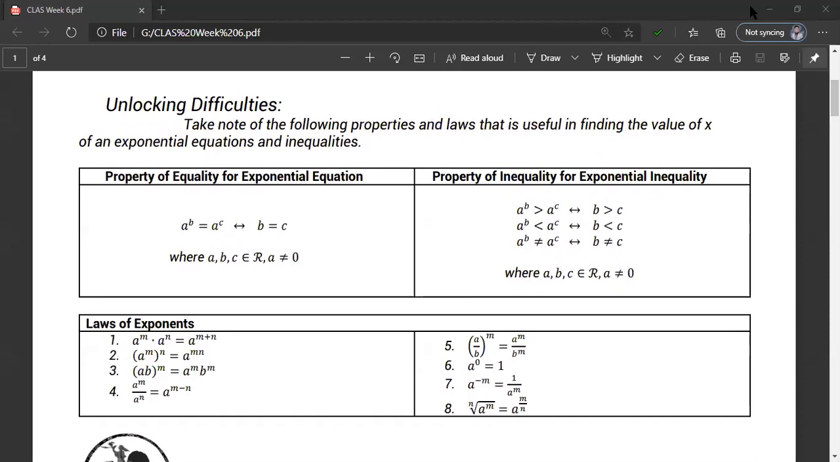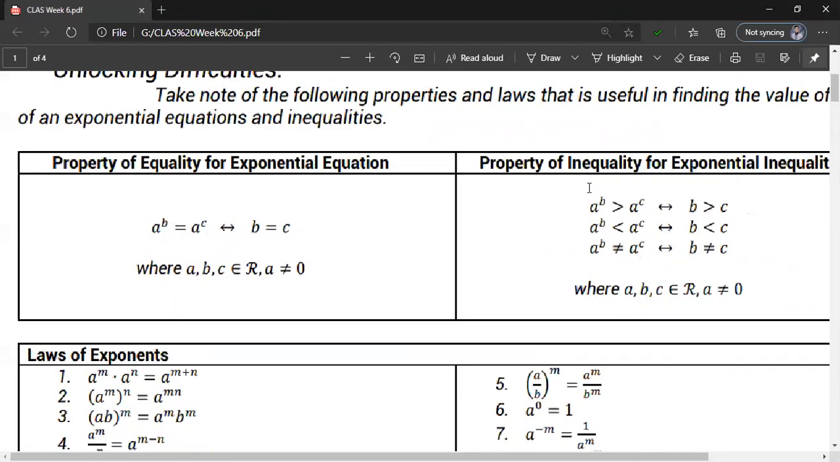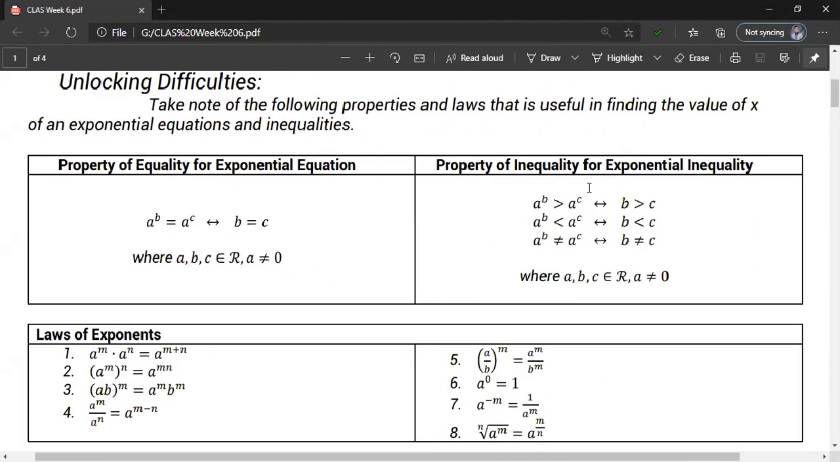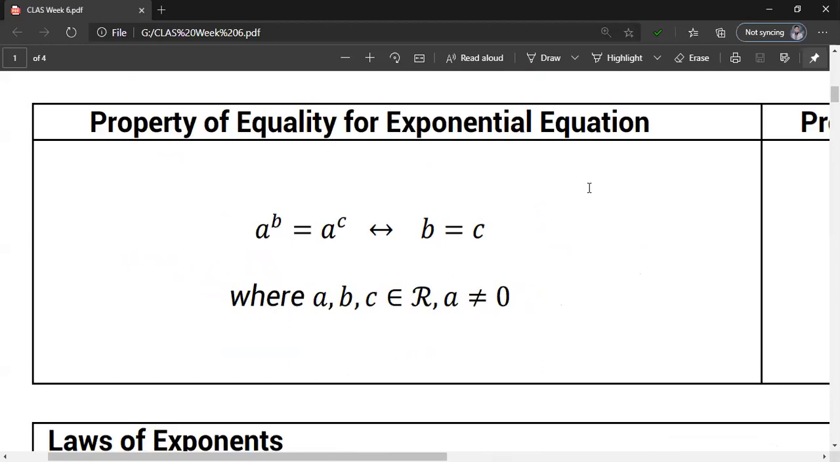Okay. So we have here the property of equality and inequality for exponential equation and inequality. So ayan, meron pa tayong property. The property states that if we have a raised to b equals a raised to c, therefore we can have b equals c and vice versa. So ibig sabihin po dito, kapag ang isang number na may exponent has the same base and they are equal, therefore their exponents are also equal.